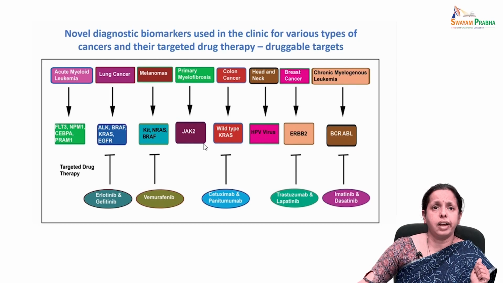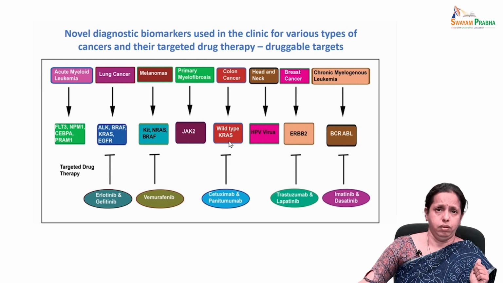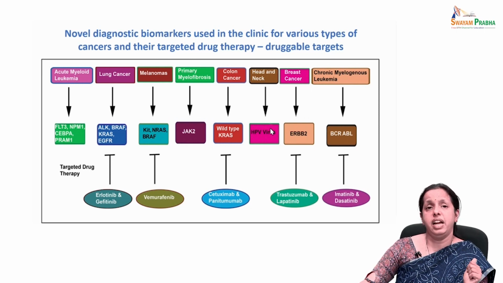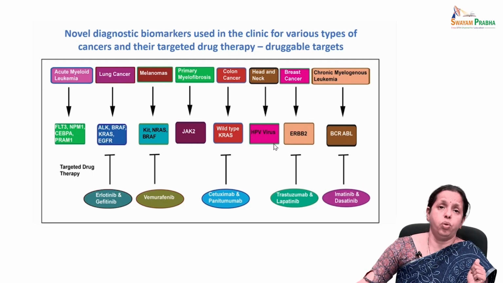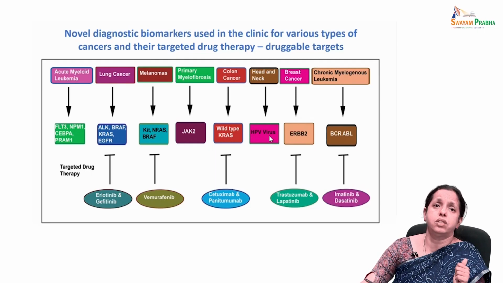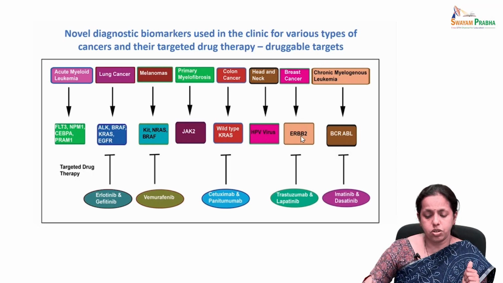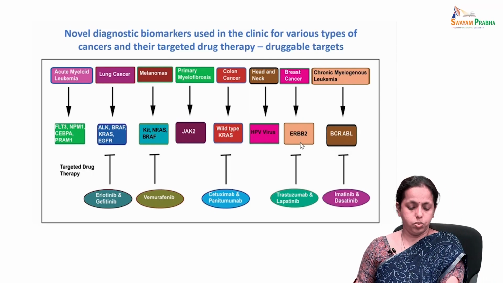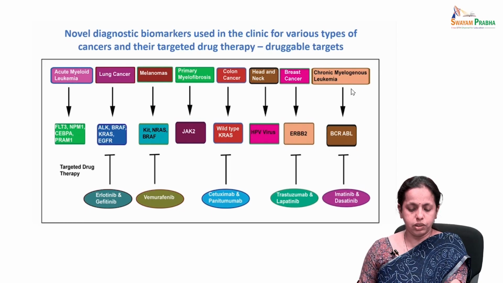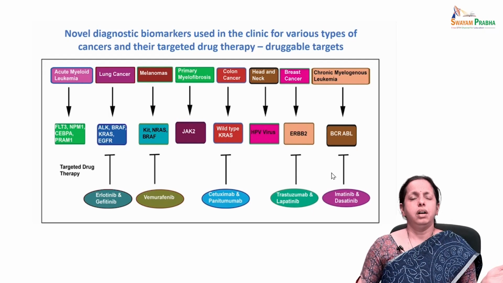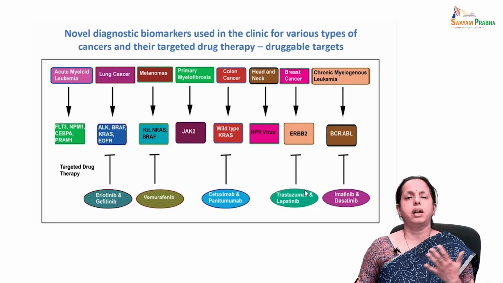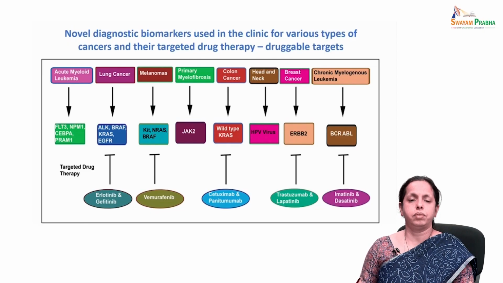Then for colon cancer, they go for wild type RAS mutations. For head and neck, some people go for the HPV virus or other markers. Then for your breast cancer, as I mentioned, you have HER2, ERBB2. Then this goes for targeted therapy. For leukemia, you have the BCR-ABL panel. You have the different molecular diagnostic markers for various cancer types.